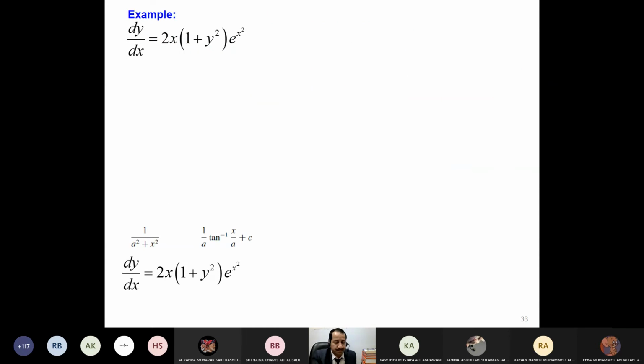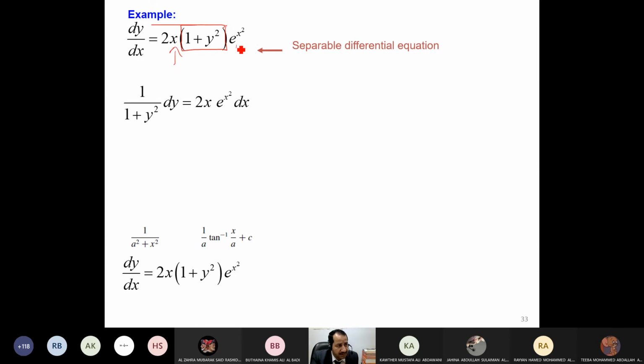Another example. You are given this equation, dy over dx equals 2x between two brackets, 1 plus y squared, exponential x squared. Just a minute. This item contains y and the other items contain x only. So if I divide the whole equation by this item, then there is only x on the right-hand side. You see here? I divided. Now what is left? This item and this item, as you can see here. While I also multiplied by dx, so this dx came here.